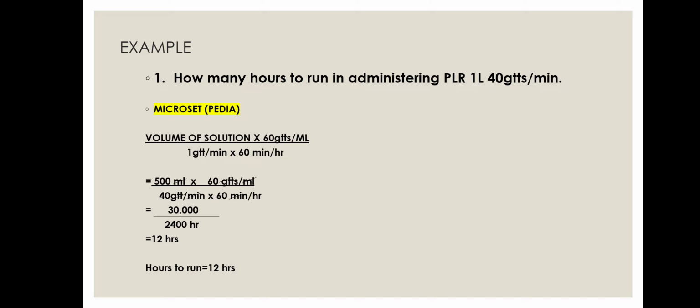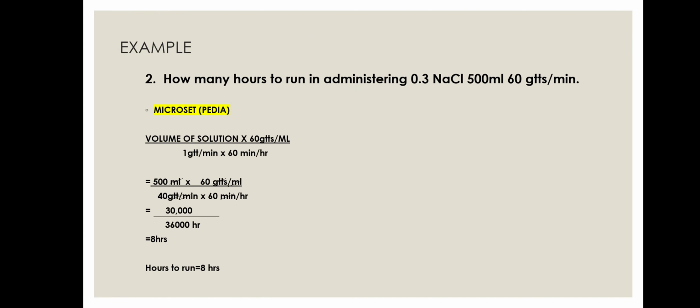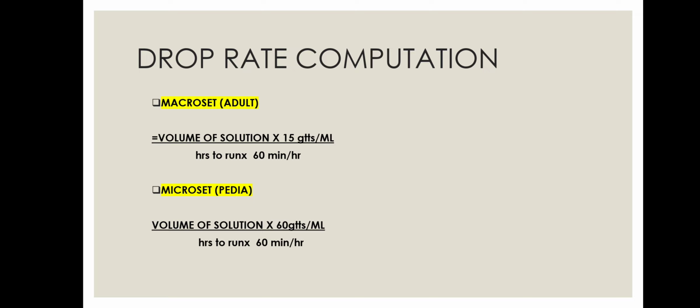calculation. And then for pedia, ito naman yung for pedia. Okay. So, yan siya. GTTS, 60 po ang gagamitin natin na drop factor instead of 50. So, multiply lang natin and divide lang natin yan siya. So, actually, it's very easy if you just memorize the formula. And then for drop rate computation, ito yung gagamitin natin, no?